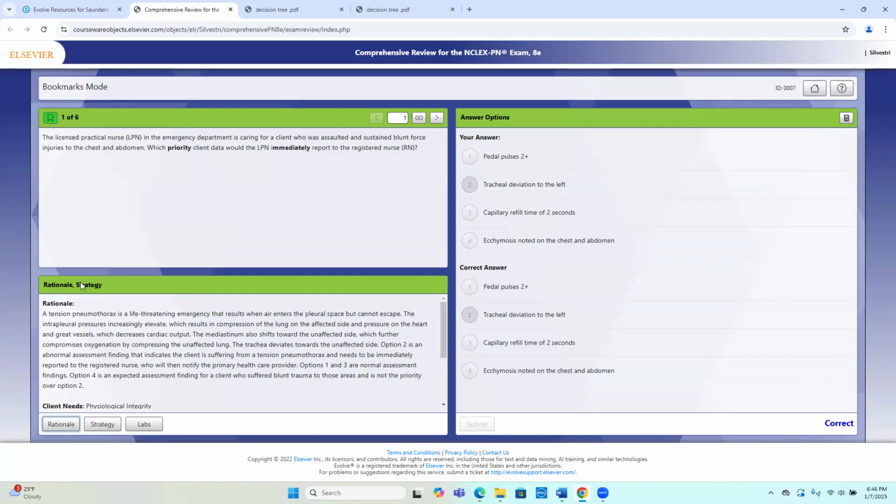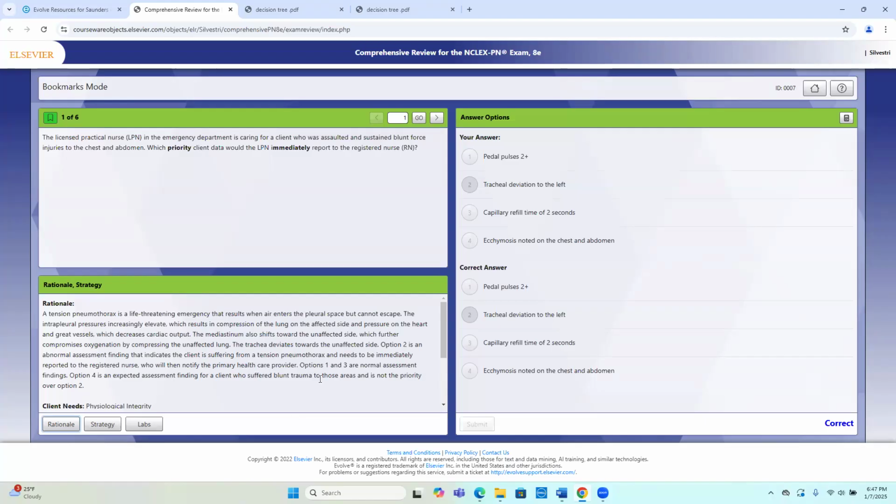So tension pneumothorax is what? It's an emergency, right? It's where air enters the pleural space and can't escape. This is what's causing that tracheal deviation to the left, okay? Because now we know that they have compromised oxygenation because it's compressing the unaffected lung, all right? So that's the reason why it's going to be the most important answer choice, because it's related to airway.